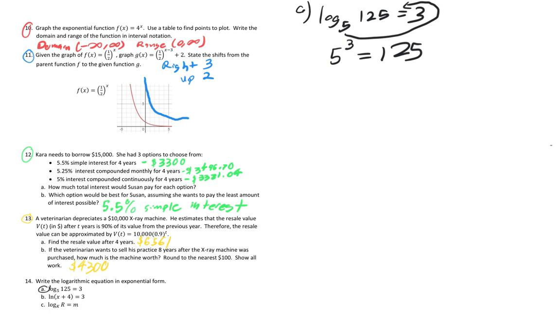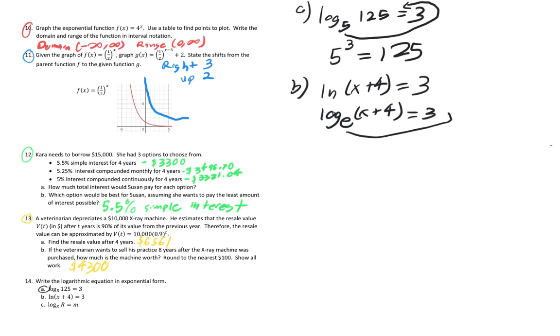That's part A. So then part B, we want to know natural log of x plus 4 is equal to 3. So another way to write a natural log is log base e of x plus 4 is equal to 3. So we're going to do our flip. So we want to know e to the power of what gives us x plus 4. We'll do this little flip method again. So we know that e to the power of 3 is going to give us x plus 4.